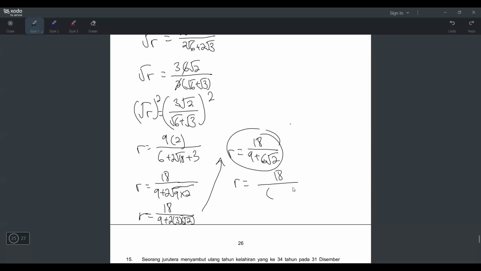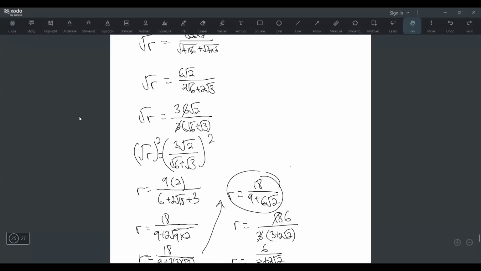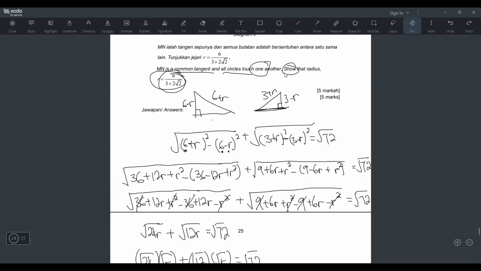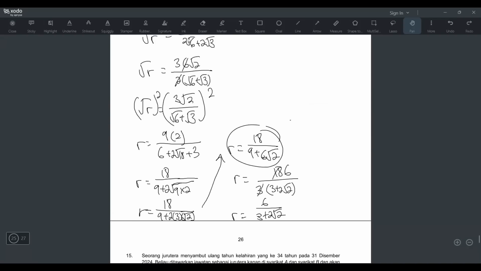So how to do that is you factorize. 9 and 6 they both can divide by 3, right? So you will take out 3 from these two terms. 9 divided by 3 is left with 3 here. 6 divided by 3 ends up with 2 square root 2. Now you cancel. So now you end up with 6 on top. So your R equals 6 over 3 plus 2 square root 2, right? Because 18 divided by 3 is 6. Is this the same as what they want? 6 over 3 plus 2 square root 2. Yeah, it's the same. They want us to show, so I already showed. Now I can just write the word shown and I'm done. That's all. So that's it.